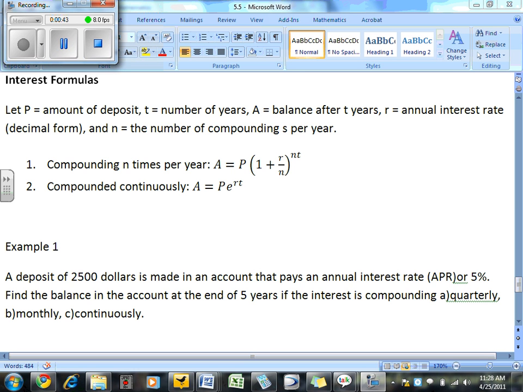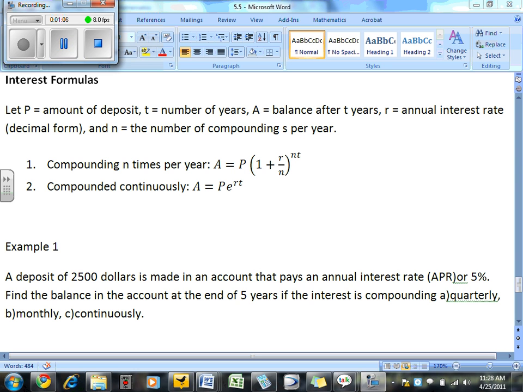So we're going to let P be the amount of a deposit, or P being principal. We're going to have T be the number of years, and A be the balance after that many years. R is the annual interest rate, and N is the number of compounding times per year. All right. So here are two equations.